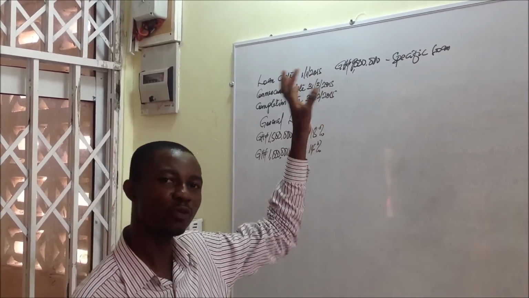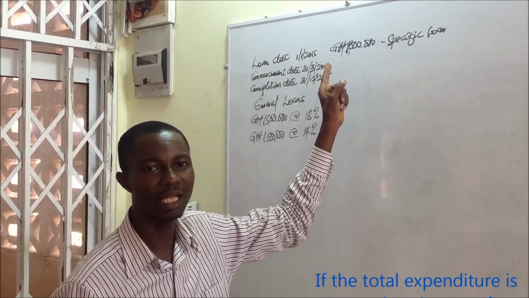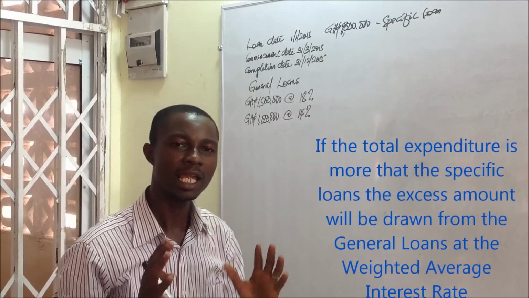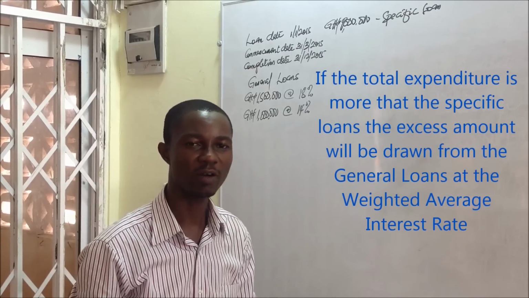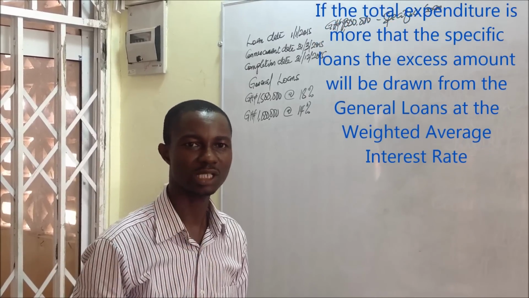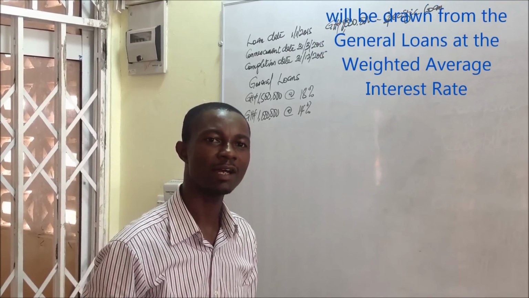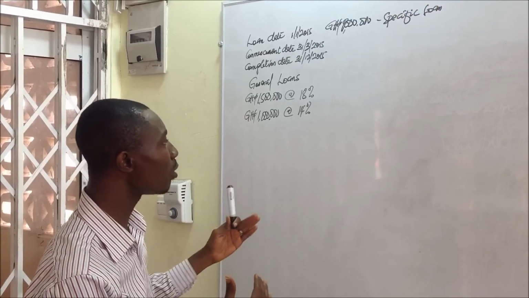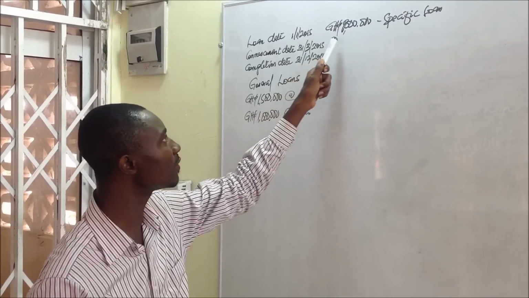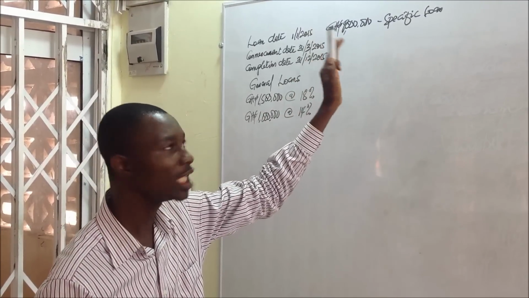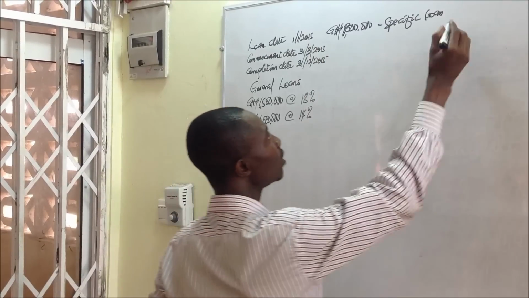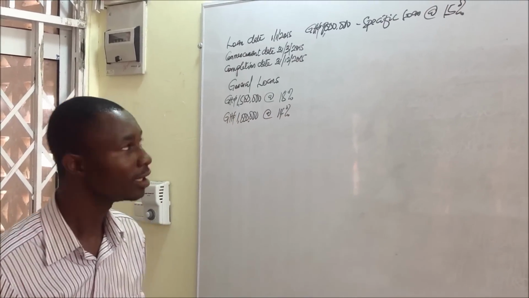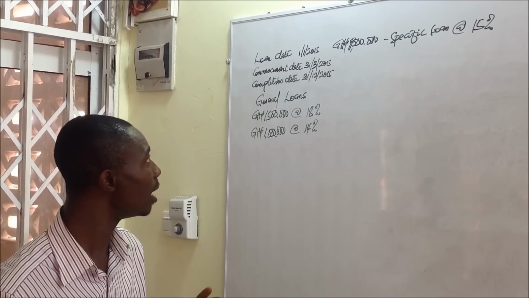What is going to happen is that if our cost of the project is more than 1 million, then the excess funding will come from the general pool. So what this means also is that any expenditure on the project will first have to come from the specific loan until we fully exhaust the specific loan. After that, any extra expenditure will be taken out of the general loans. Now, from a computation perspective, since the specific loan has its own interest rate, we are going to use the interest rate for it. In our illustration, we are told that the interest rate for the specific loan is at the rate of 15%. So 15% for the specific loan.